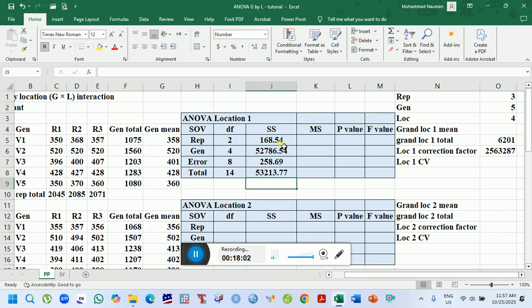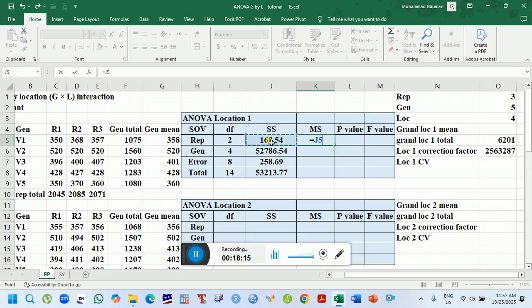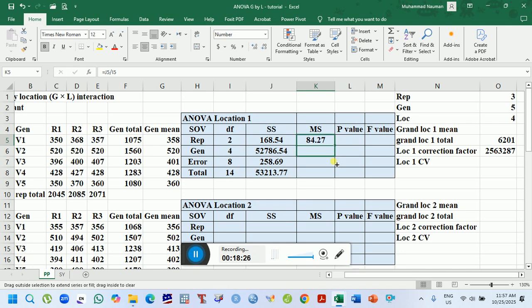Now we'll calculate the replication, genotype, and error mean squares. Is equal to replication sum of square divided by replication degree of freedom. Press enter, make the selection, expand this cell, and it will automatically calculate it accordingly.